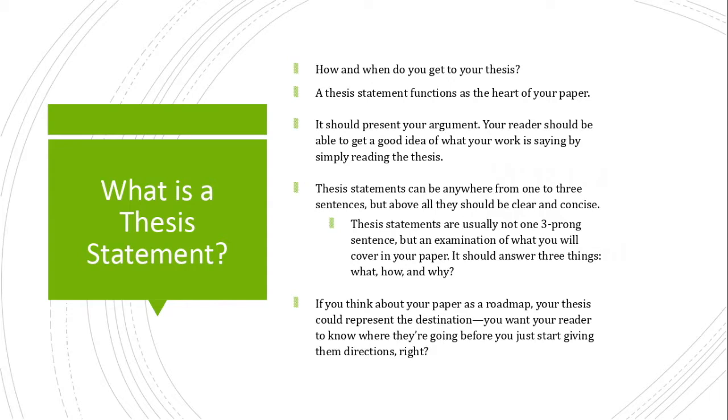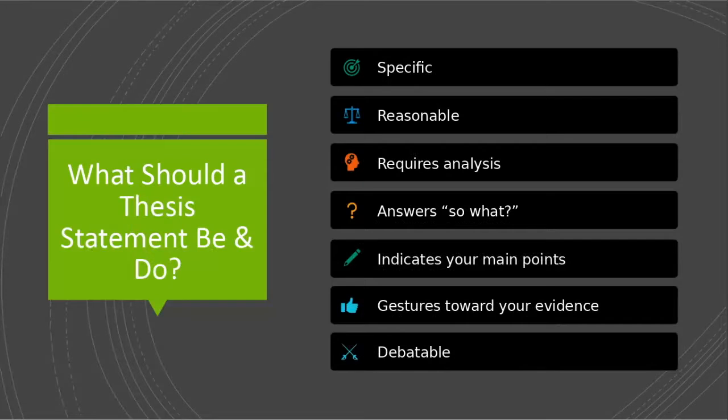More often than not, strong theses have two to three sentences. You need that time and space to answer not just what you're talking about, but how you're going to talk about it and why it's important to talk about. So these are some ways you can ensure that you're doing that. These are essentially the main things a thesis should be and the main things it should do.